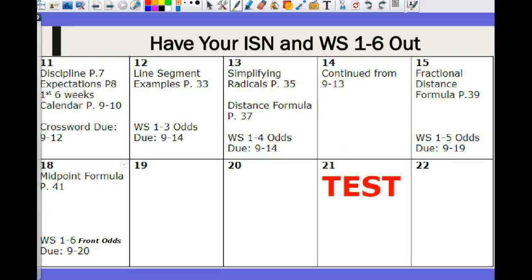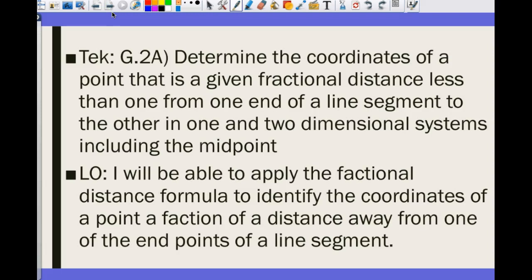Getting started. Our TEAC for today is determine the coordinates of a point that is a given fractional distance less than 1 from one end of the line segment to the other, in one and two dimensional systems, including midpoint. Specifically today, we are talking about midpoint. What I want you to be able to do is apply the fractional distance formula to identify the coordinates of a point a fraction of a distance from one of the endpoints of a line segment. Specifically, 1/2 of the distance.